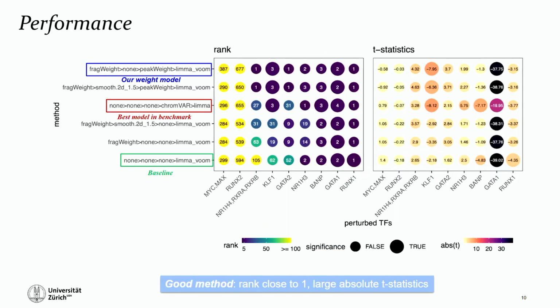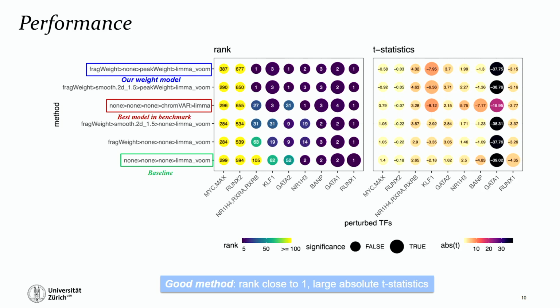And finally, we evaluated our method. We evaluated this on 9 data sets. And in each data set, we have one transcription factor we perturbed either by agonist or by knockdown or knockout. And then we expect a good method should rank this perturbed transcription factor as top as possible, and it should also give large absolute t values.